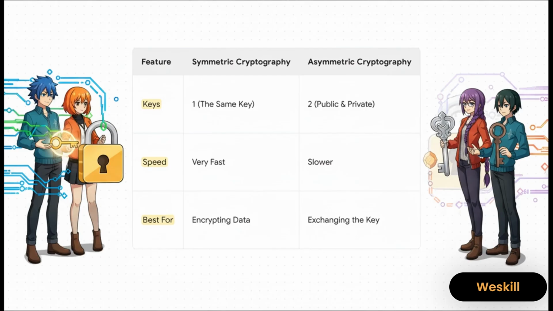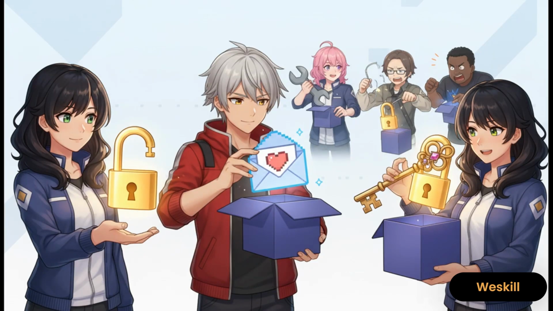You've got symmetric with its one key, which is all about speed and encrypting lots of data. And then you have asymmetric with its two keys. It's slower, yeah, but it provides a really secure way to handle the key exchange in the first place. The way this works is just brilliant. Imagine the public key is like an open padlock that you can send to anybody. They can use that padlock to lock a box. But, and here's the magic, only you have the private key that can open it. So anyone in the world can lock something for you, but you're the only one who can unlock it.